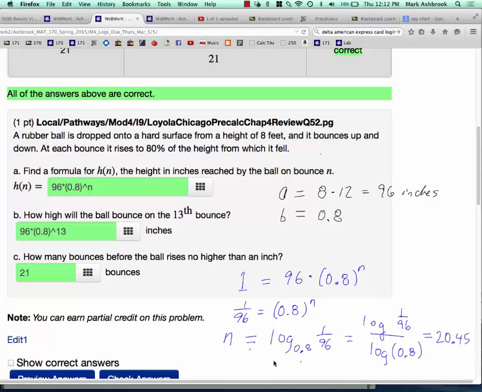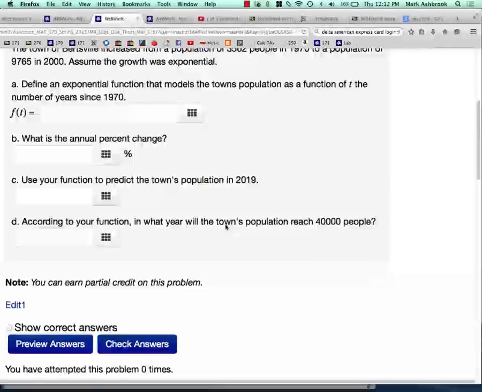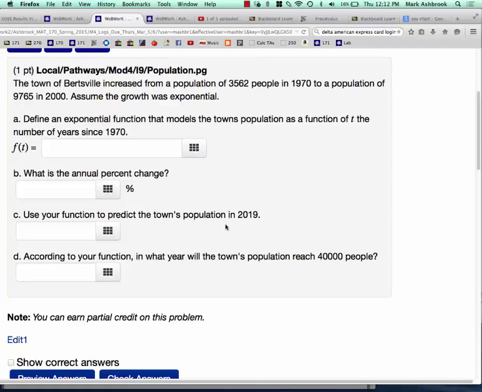Okay, other questions on this one? Okay, next one. All right, so we've got a town, from 3562 in 1970 to 9765 in 2000, and we want t to be the number of years. So we're going to have a times b to the t. What will a be? We need to find a, and we need to figure out b.